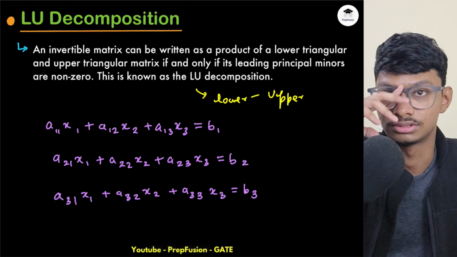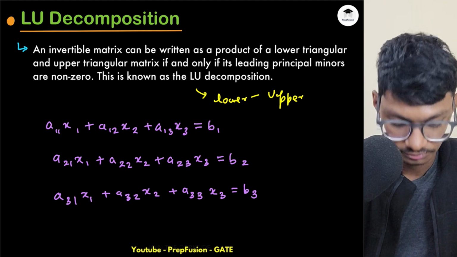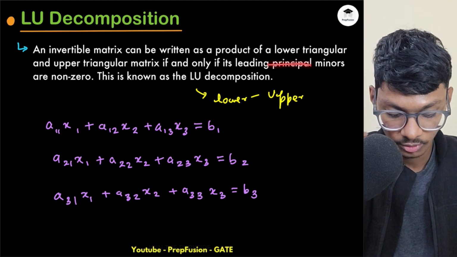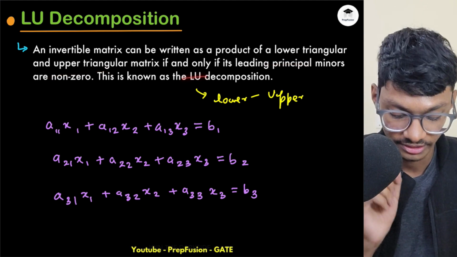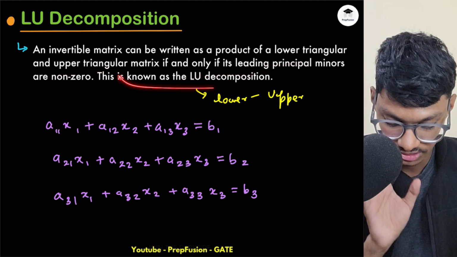Sorry, actually the light went off, that's why I paused the video. So I was talking about leading principal minors. An invertible matrix can be written as a product of lower triangular and upper triangular matrix if and only if its leading principal minors are non-zero. This is known as LU decomposition.